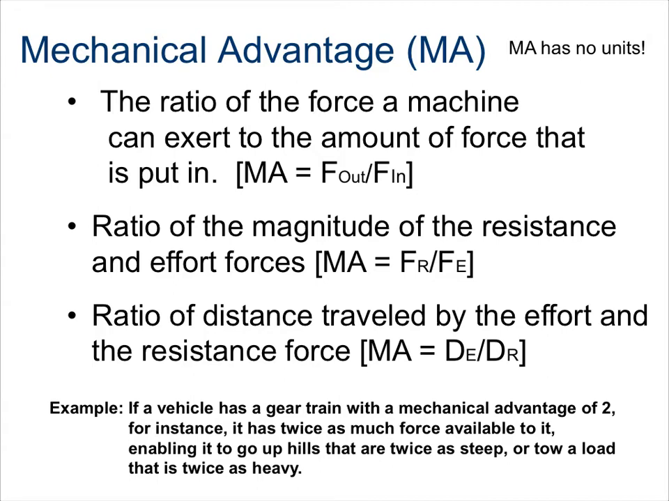If you notice in the example below, I just gave you another example of using mechanical advantage. Keep in mind that mechanical advantage has no units, so it is considered a unitless calculation. In the example below, it says if a vehicle has a gear train with a mechanical advantage of 2, for instance, it has twice as much force available to it, enabling it to go up hills that are twice as steep or tow a load that is twice as heavy.